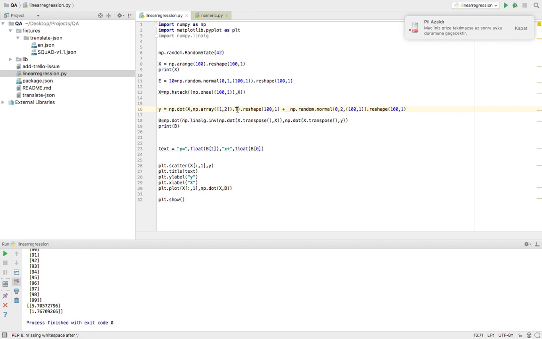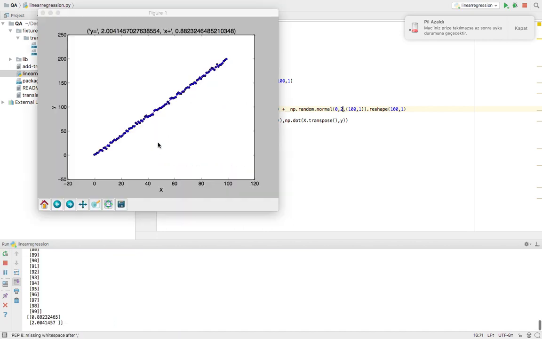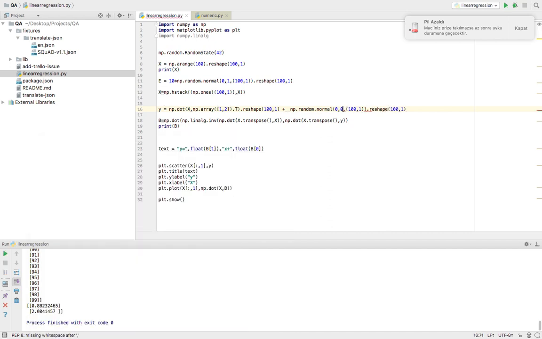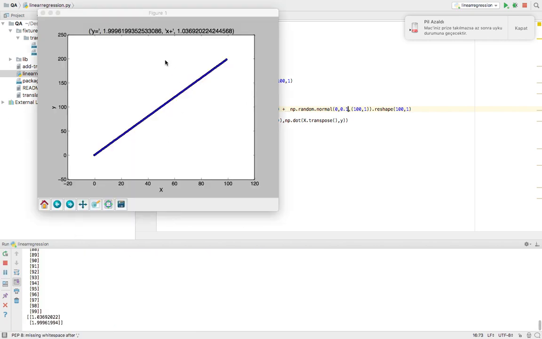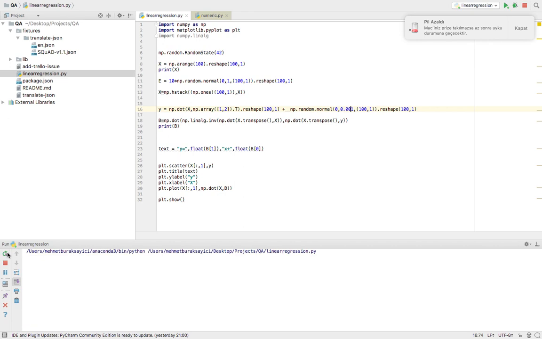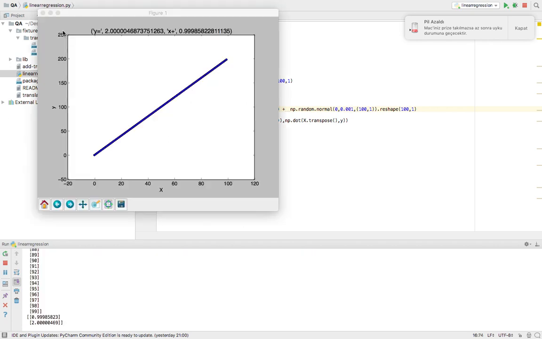It says that b1 is 2, b0 is 1. So we need to get close values. When we apply it, the values of b1 and b0 are 2 and 0.88. So it's nearly close to the predetermined values. However, if you decrease the standard deviation of the randomness, it will be closer and closer to 2 and 1.